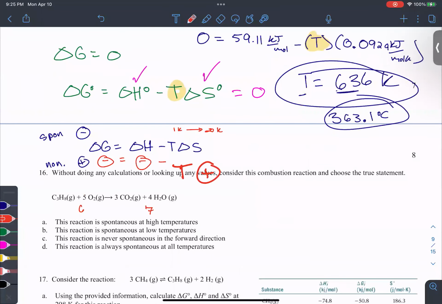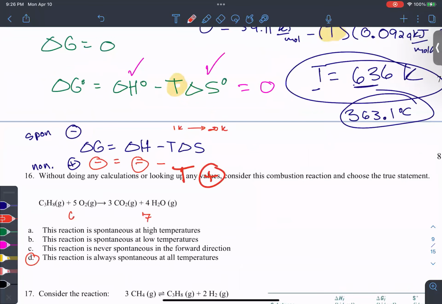Now can we answer the question? This reaction is A, B, C, or D? D. It is always spontaneous. All temperatures will make this delta G negative. Yes, great. Let's just do another example.